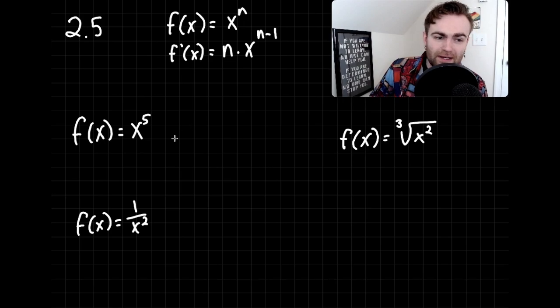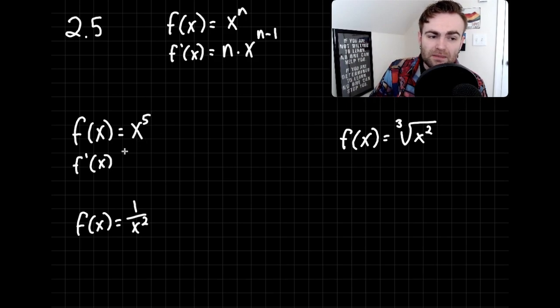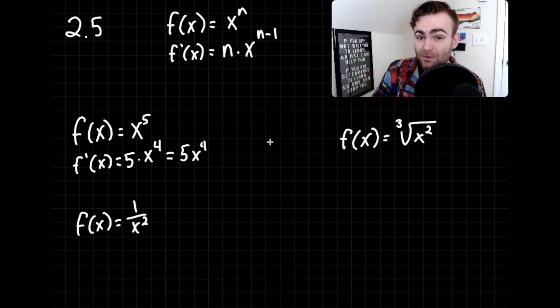So let's try it out with an easy one. If we have an easy function like x to the 5th power, well, f prime of x would be, we bring down the power, which is 5, and we multiply it by x to the 1 less power. 1 less than 5 is 4. So we can write that pretty as 5x to the 4th. That's the power rule. It is that simple.